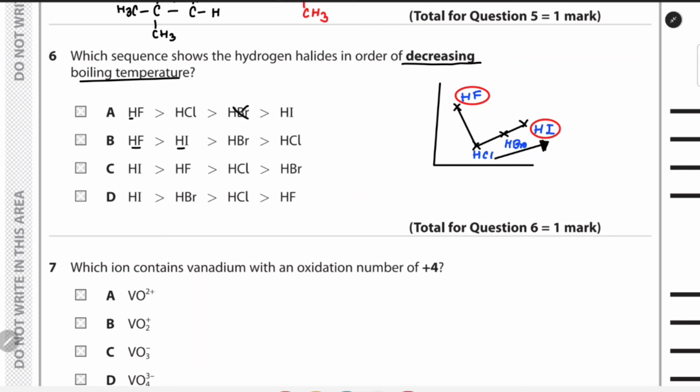Okay, so option A is out. After that, we should have hydrogen bromide and hydrogen chloride. B is our answer.